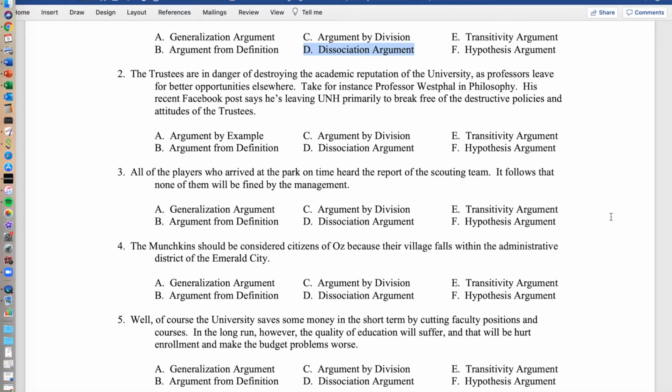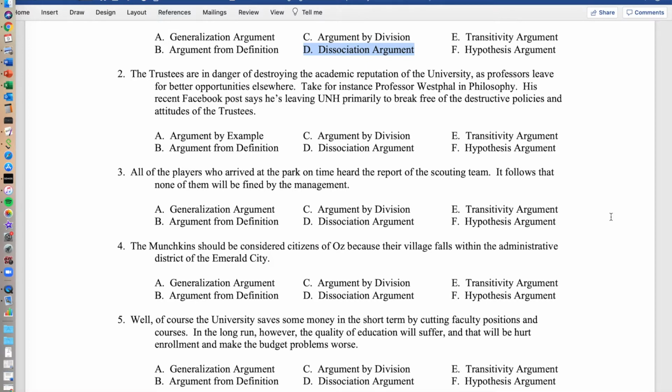And the evidence here is the particular case of Professor Westphal in philosophy. And then there's further evidence that his case is appropriate to this claim because it says that he's leaving because of the trustees. So there is kind of a generalization argument here. We have a general claim: the trustees are in danger of destroying the academic reputation of the university as professors leave for better opportunities. And then the evidence is given.